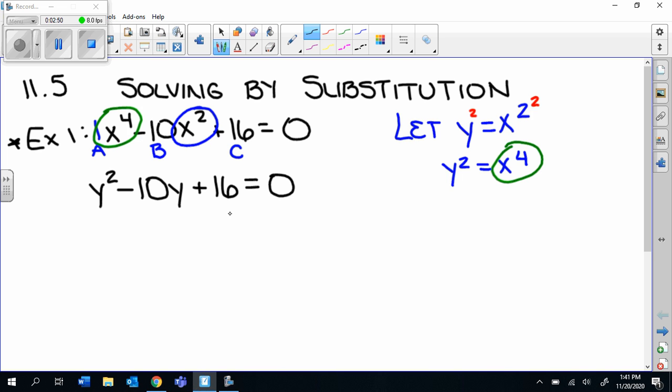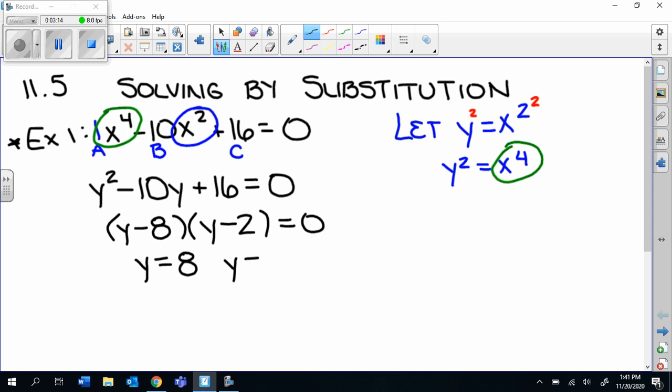This should be something that you can factor. This one might be a little confusing. It gets worse as we go along. But even if you know how to factor this piece that's x to the 4th, this one is much simpler. And so now you just factor and solve like you normally would. Y minus 8, y minus 2. You solve it, you're going to get y equals 8 and y equals 2.